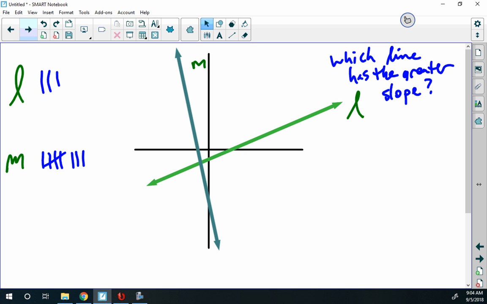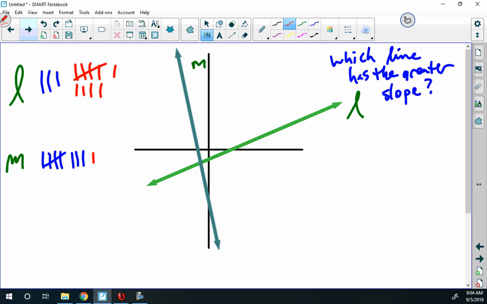Let's go around and vote again. What do you think? We're going with L now. What do you think? L. What do you think? L. Still L? L. What do you think? You got one for M?